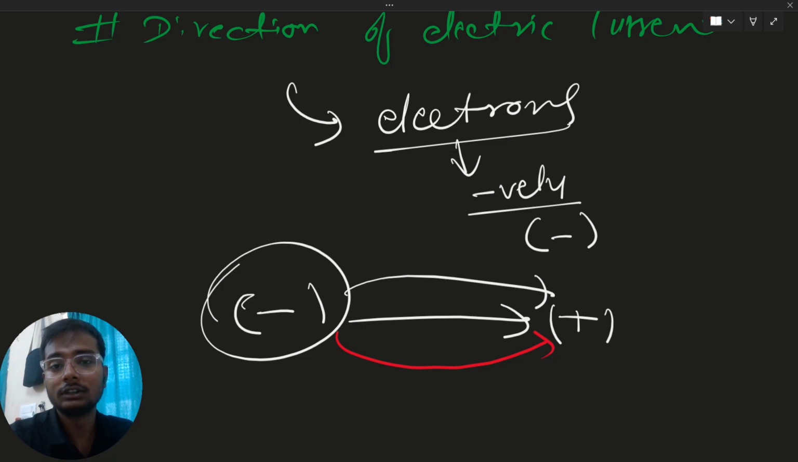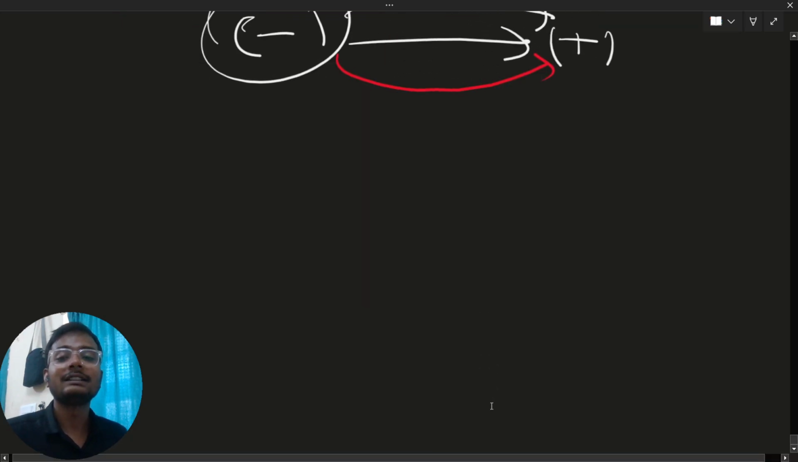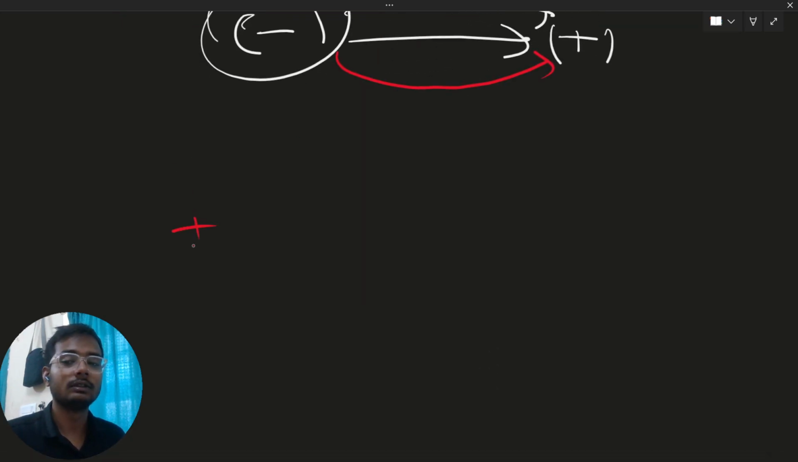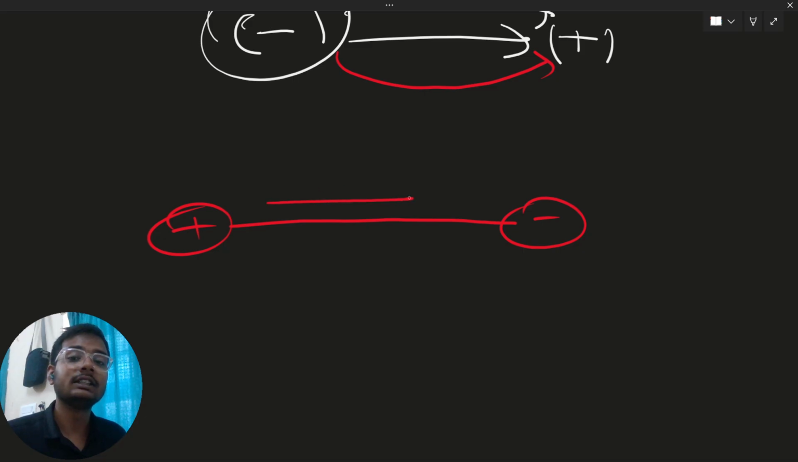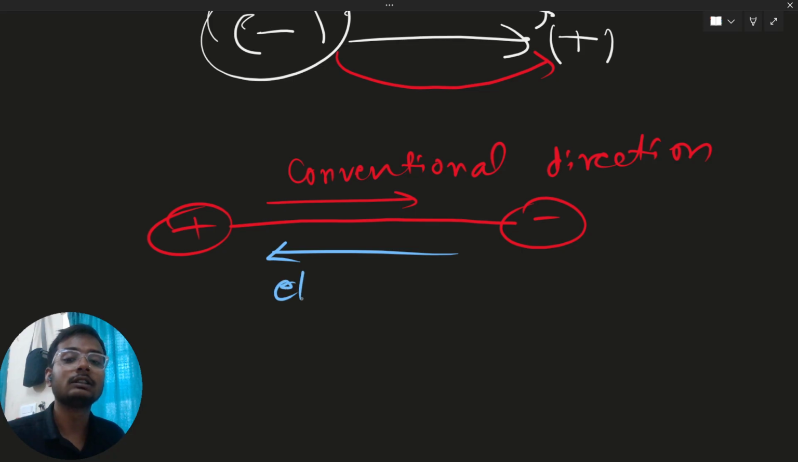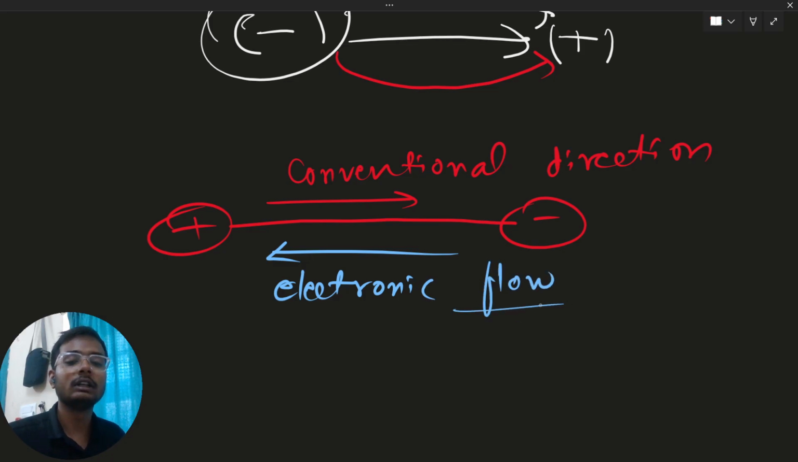Why and how is it possible? Are we taking it as wrong? Think, is it wrong? No, that's not wrong. Electric current has two directions. If you take this as positive, this is negative. When it is from positive to negative direction, it is the conventional direction. And when it is from negative to positive direction, it is called the electron flow or electronic direction.